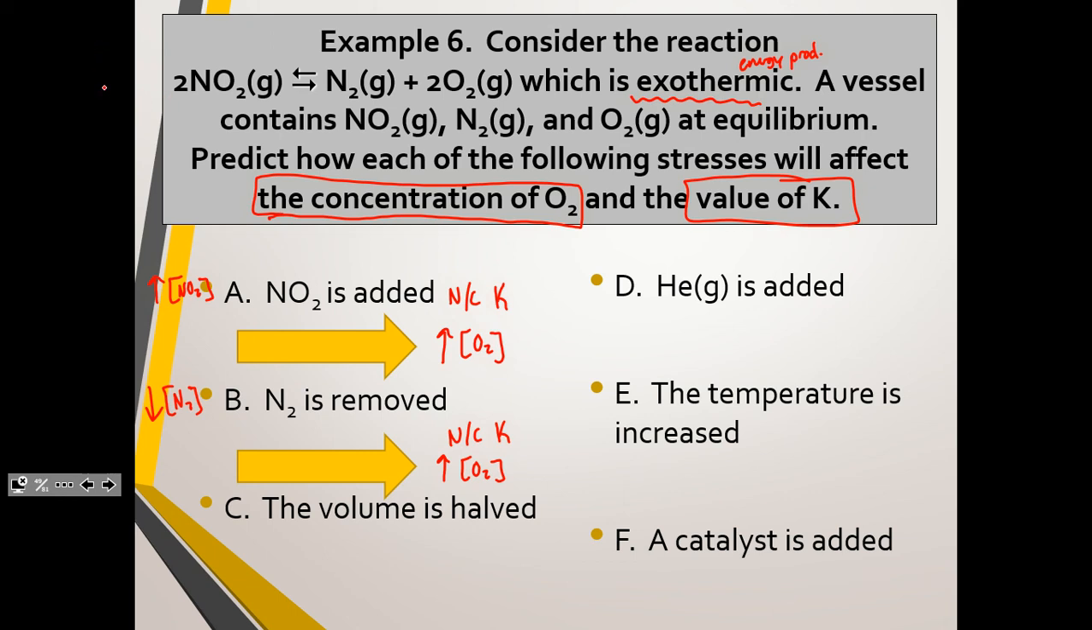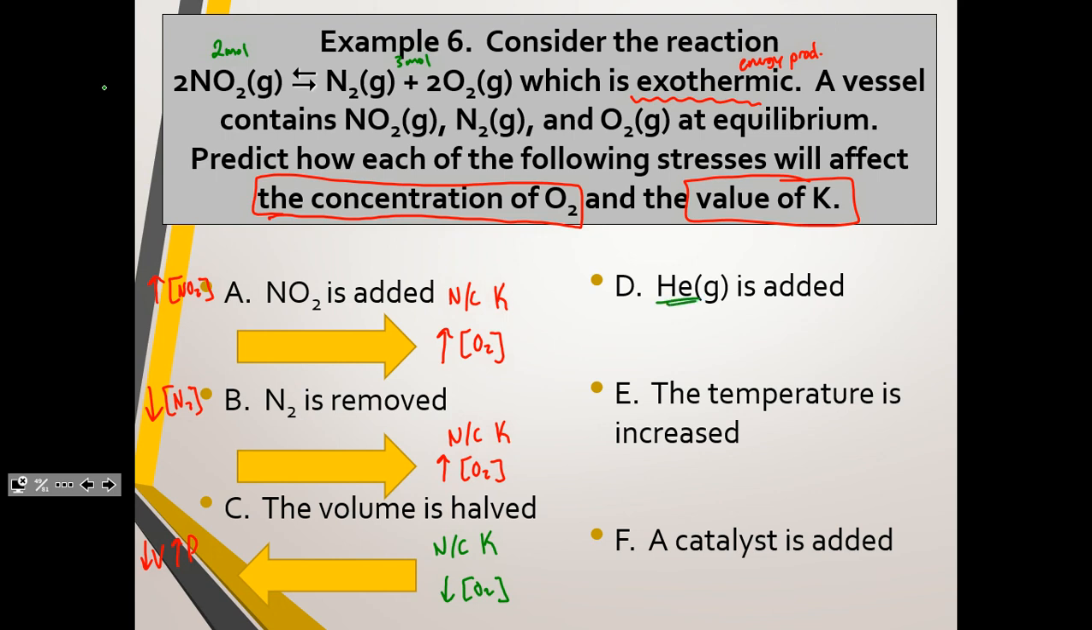The volume is halved. Well, if we halve the volume, or decrease the volume, we're going to increase the pressure. So this is a pressure problem. If I look at the moles of gas, I've got 2 moles on the left side and 3 moles on the right. Increasing pressure will shift to the side with fewer particles, so this should shift to the left, which would have an effect of a decrease in the concentration of O2. There will be no change in the value of the equilibrium constant.